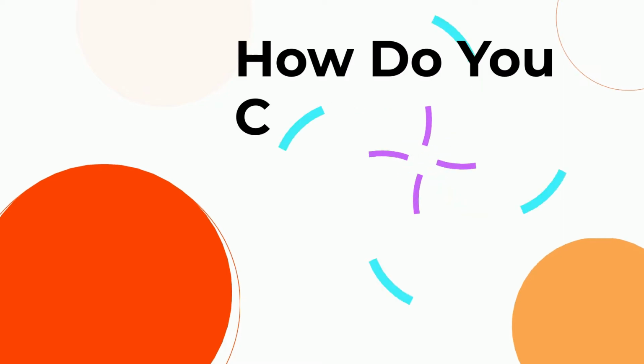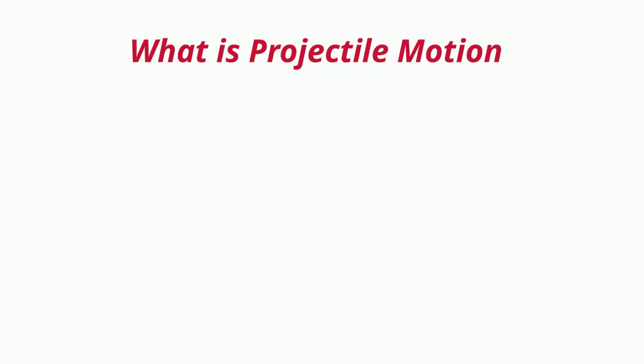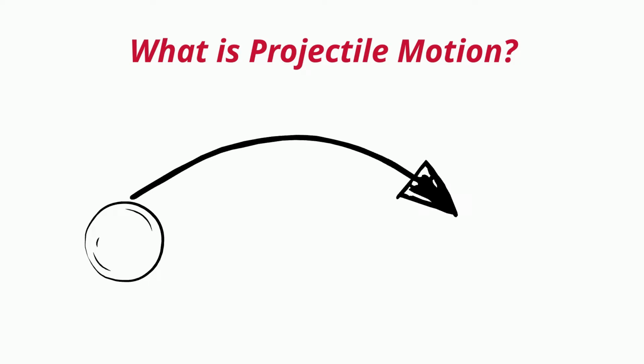In this video, we will try to find out how to calculate time in projectile motion. First of all, let us try to understand what projectile motion is. It is the motion of an object when thrown or projected into air that experiences only the action of gravity. This projectile motion is a special case because the motion takes place in both the x and y components of the coordinate axis.